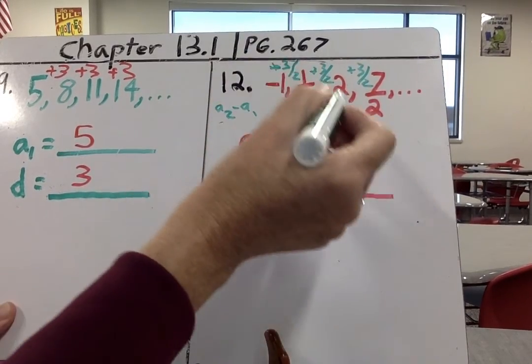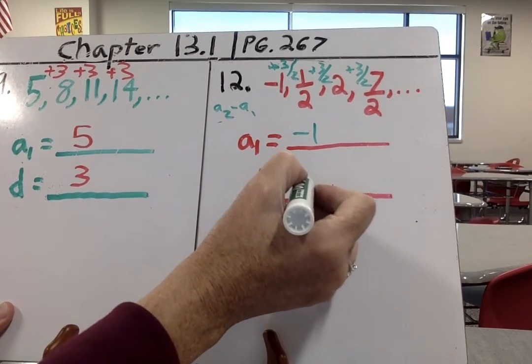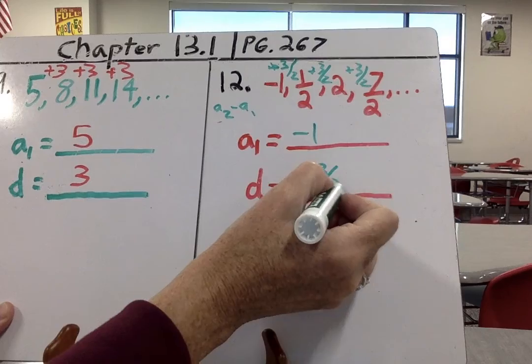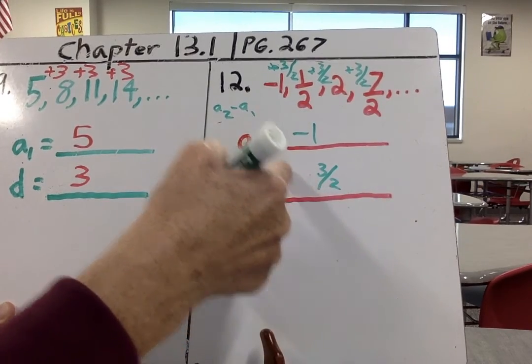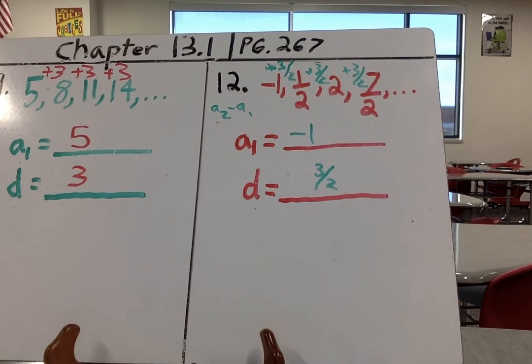So the first number is negative 1. And what do I do each time? I add 3 halves. D is 3 halves. So I don't need to put the plus sign. It just means it's positive. Okay? And that's all we have to do each time on this. You can do the rest, students. You rock.